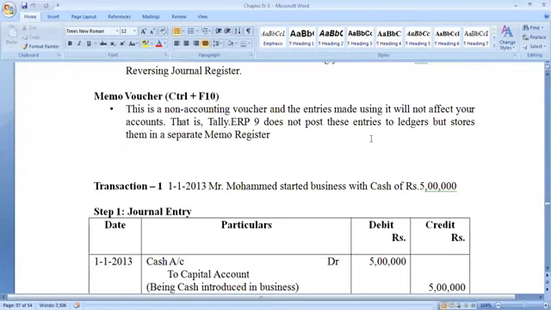One more point: Tally ERP 9 does not post these entries to the ledger but stores them in a separate memo register. Remember, when you prepare a balance sheet, certain items are recorded in the footnote. They will not appear in the balance sheet, but will be shown in the footnote. In the same way, such transactions will not affect your regular accounts, but will be stored in the memorandum voucher, which is called the memo voucher. Clear? The shortcut used for that is Control plus F10.